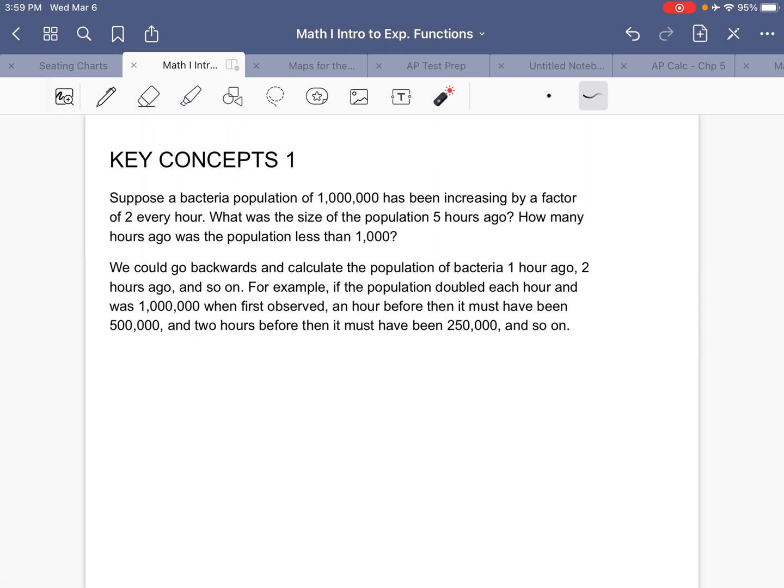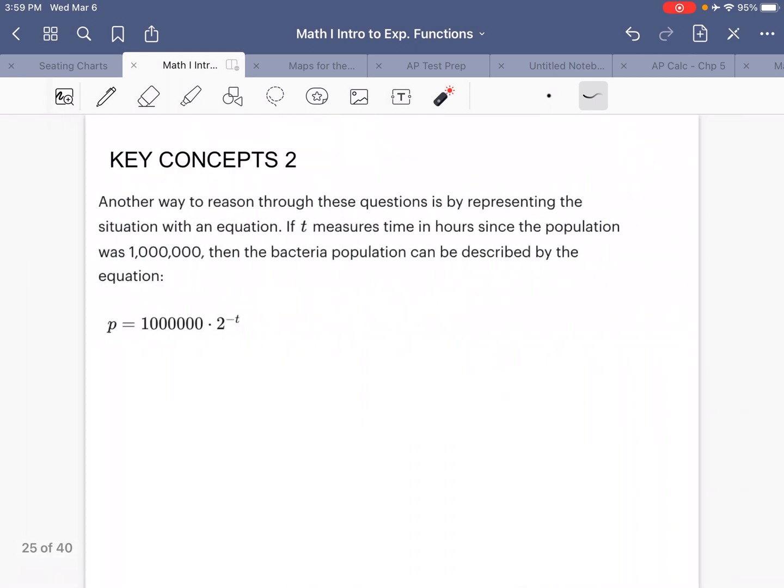So we could take 1 million divided by 2 for 1 hour before, and that would be 500,000. And then go one more and divide by 2, and that would be 250,000, and so on. The other way that we can do that is we can actually use negative exponents.